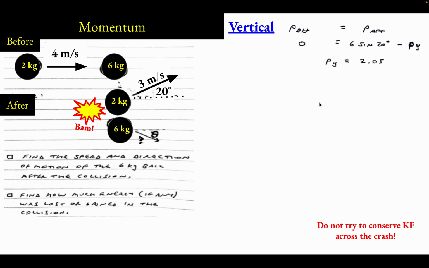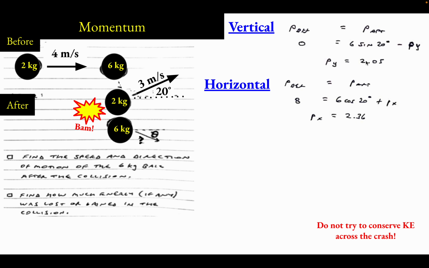It's 2.05. Now let's look horizontally. P before is P after. So before the collision, we had a momentum of 8 units, 2 times 4. That means the two horizontal momenta that are present in the system after must add to 8. So we have 6 cos 20, which would be the rightward momentum of the 2 kilogram ball. And then Px is what I'm calling the rightward momentum of the 6 kilogram ball. Solving for Px, we get 2.36.